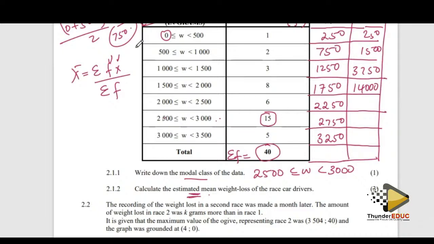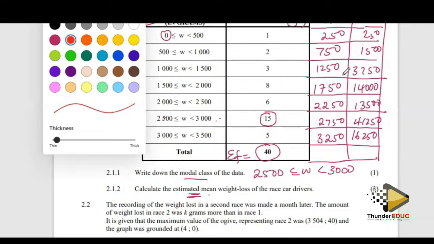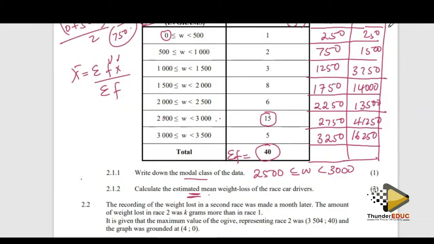2,250 times 6, that is 13,500. And then 15 multiplied by 2750, that is 41,250. Okay, and then 5 times 3250, that's giving me 16250. And then what I need to do is just add up. I need to get the total of all these items.